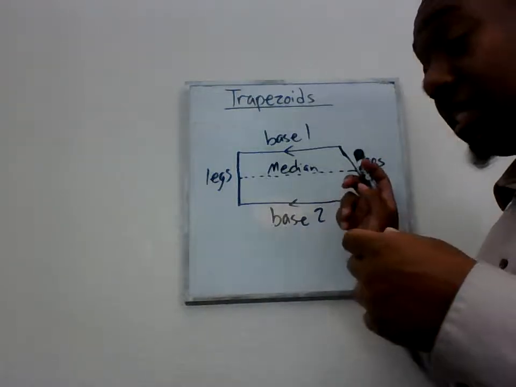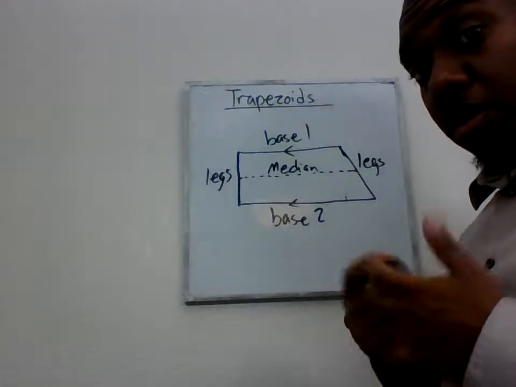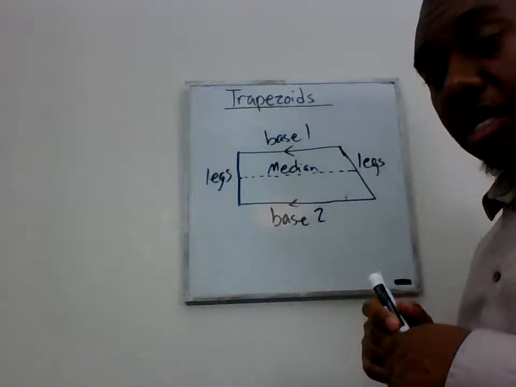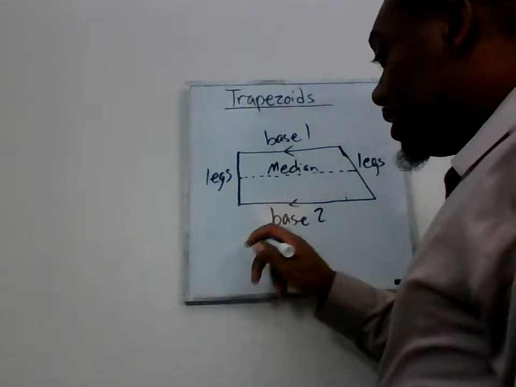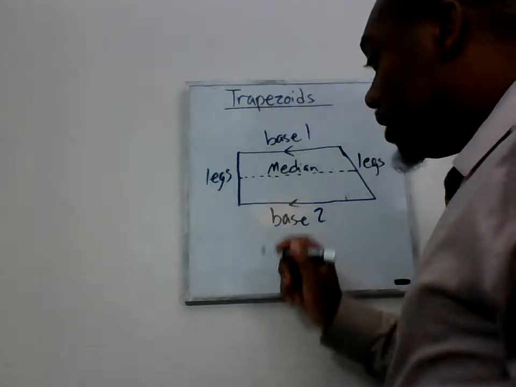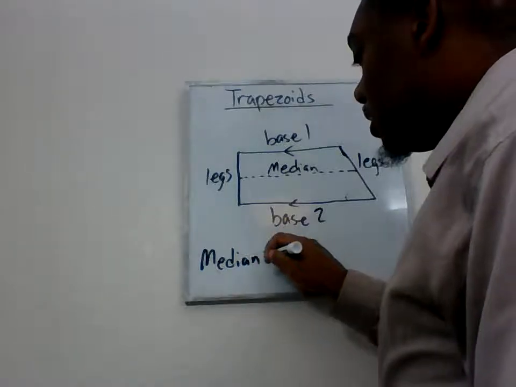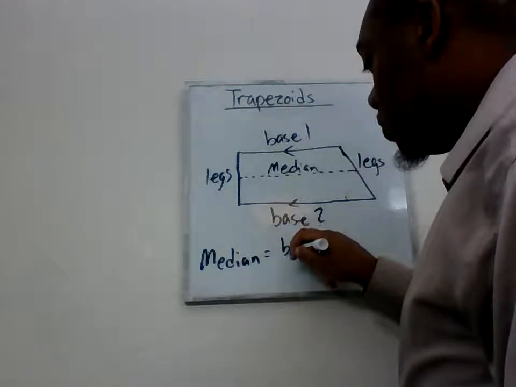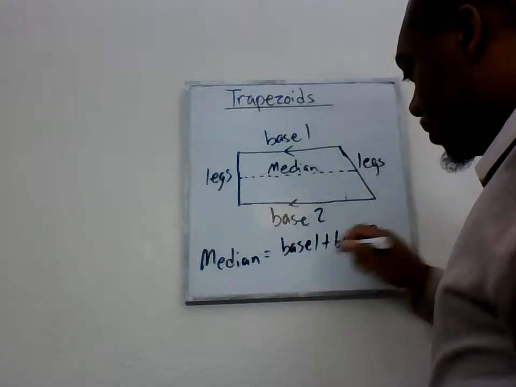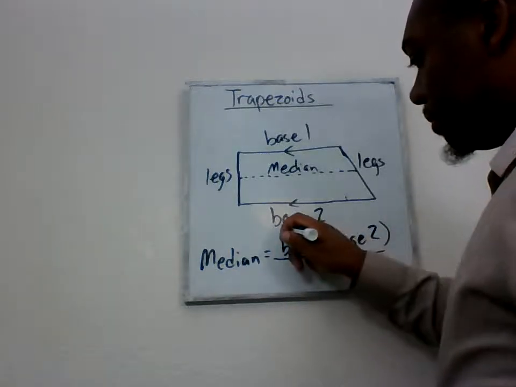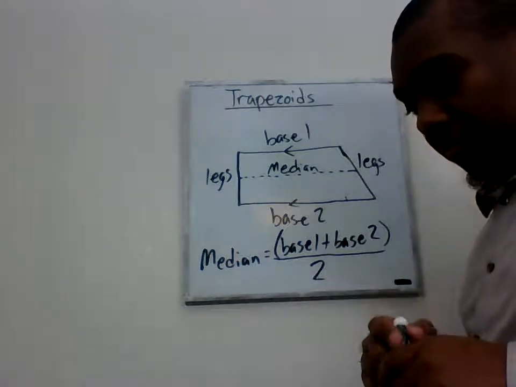Well, the median is directly in between the two bases. So if we know where that point is, we'll know what the median is. The median is the average of the two bases. In other words, the median is equal to base 1 plus base 2, and once you're done adding that up, divide it by 2. And that will give you the median every time.